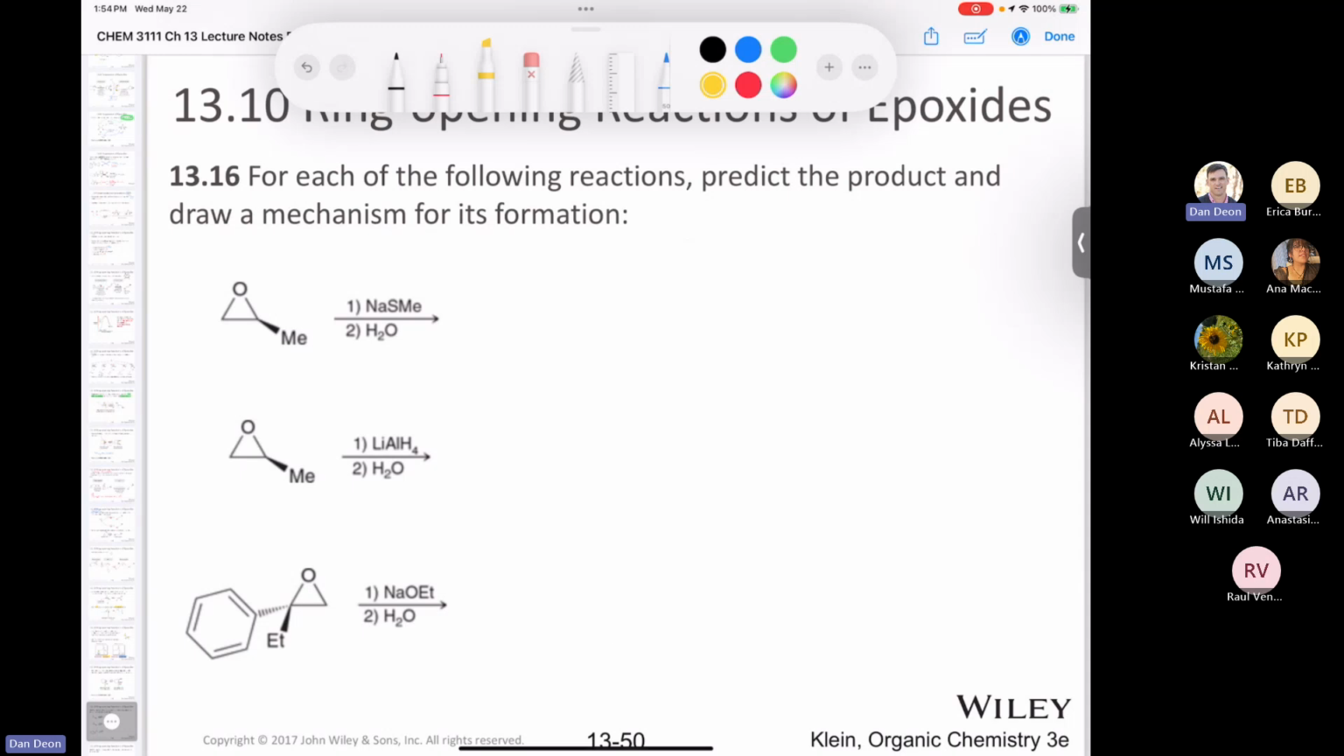Again, in the second step, he uses water for the protonation in all of these. If you want to write water, that's fine. If you put H3O plus, that is fine as well, right? That's just the aqueous workup, which could be with acid or it could be without acid. It doesn't matter. But let's just try the first one as a group before we take a break.